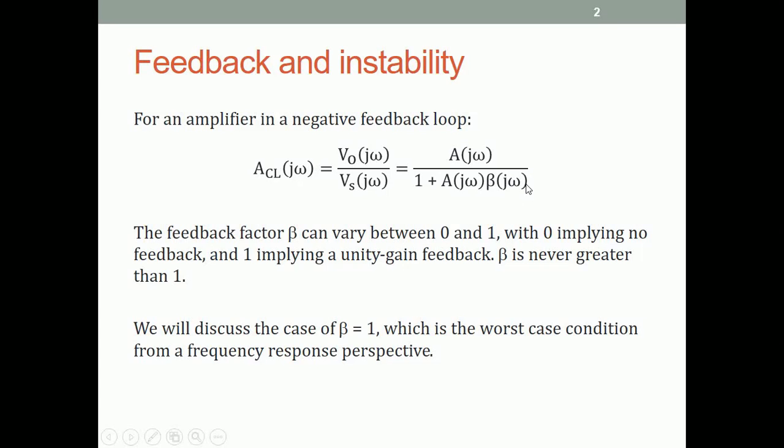So beta has to be always less than 1 so that 1 over beta is greater than or equal to 1. From a perspective of frequency response and stability, beta equal to 1 corresponds to the worst case condition, and so we will consider the case of beta equal to 1, and whatever we conclude will be valid for beta less than 1 also. Alright.